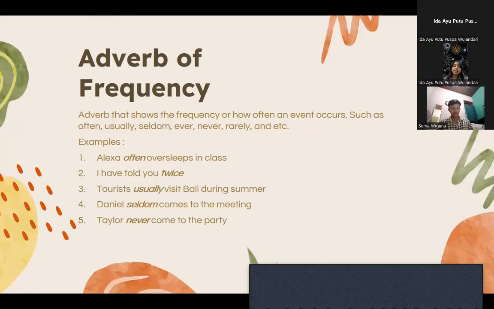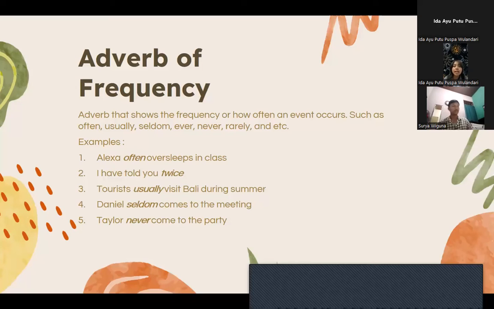The next is adverb of frequency. The adverb of frequency is the adverb that shows the frequency or how often an event occurs, such as often, usually, seldom, ever, never, rarely, etc. For example, the first is Alexa often oversleeps in class.